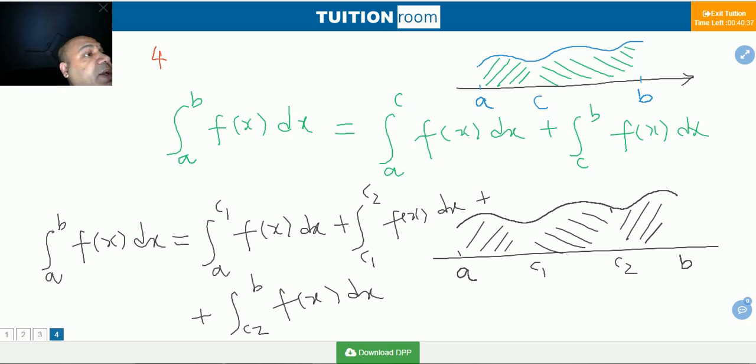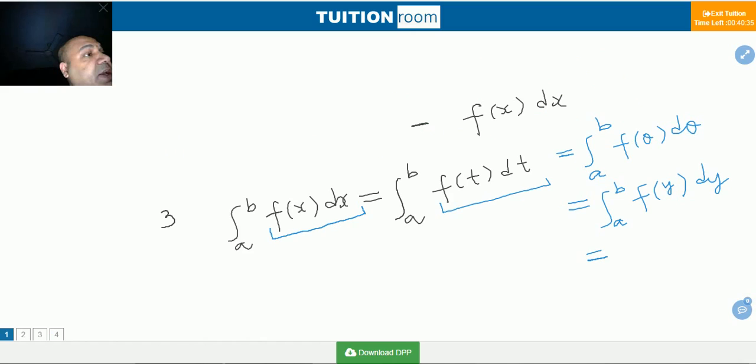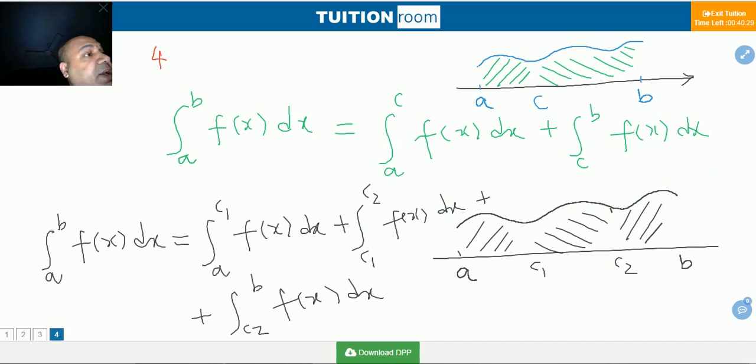Today I will discuss the problems only on the basis of these properties: property number 1, 2, 3, and finally 4. Copy it, then I will proceed to the problems.